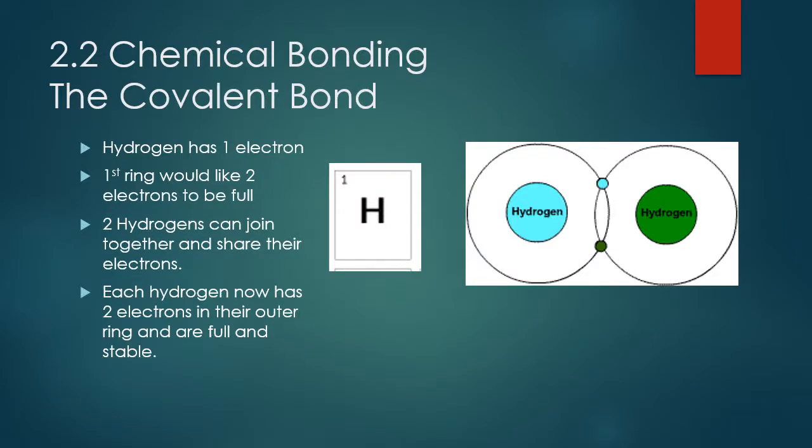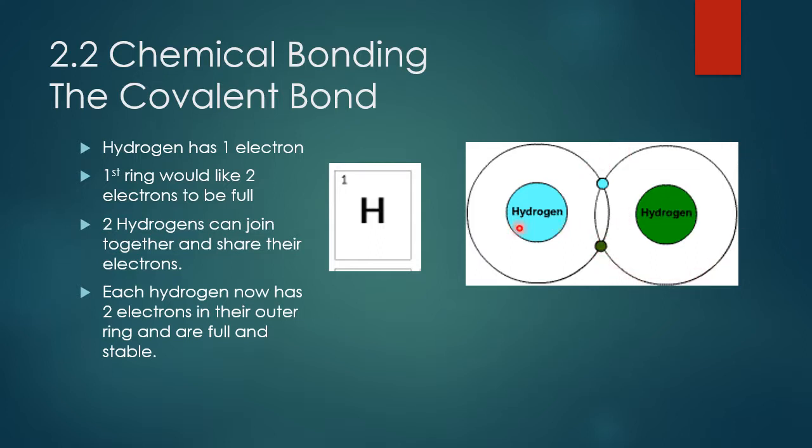Let's look at an example of covalent bonding. So hydrogen, if we look at it on the periodic table, has an atomic number of 1. That means it has 1 outer electron. So this hydrogen has 1 outer electron floating around it, and this green colored hydrogen also has 1 electron floating around it.